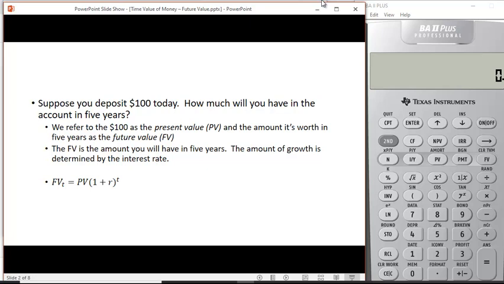We're going to refer to that $100 as the present value, and the amount it's worth in the 5 years as the future value. The future value is the amount you'll have in 5 years, and the amount of growth is determined by the interest rate. And the general formula here is the future value in time period t equals the present value times 1 plus the interest rate raised to the tth power, where the interest rate is in decimal form. So 12% would be 0.12, 6% would be 0.06.